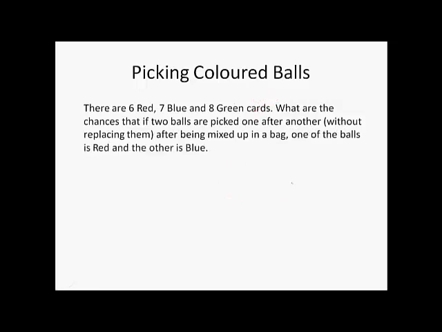A slight variation on the question is, if there are 6 red, 7 blue and 8 green balls, then what are the chances that if 2 balls are picked one after the other without replacement after being mixed up in the bag, then one of the balls turns out to be red and the other blue? Which means I have to select 2 balls. There are 21 total, out of which I assume that the first ball picked is red, which means the chances of getting the first ball red is 6 by 21, 20 balls left, and if the second one has to be blue, I have got 7 blue to pick from.